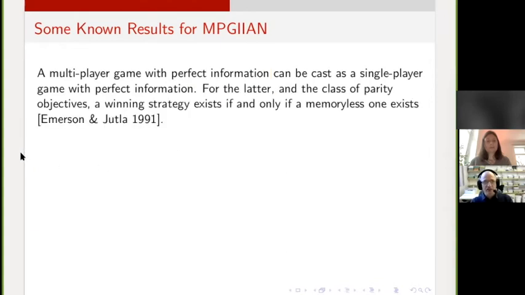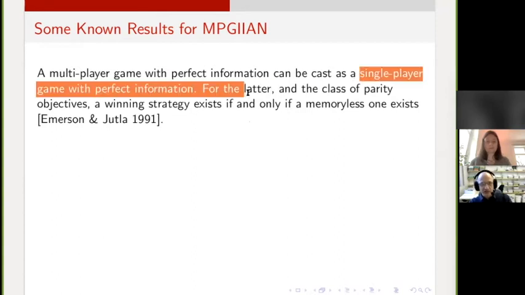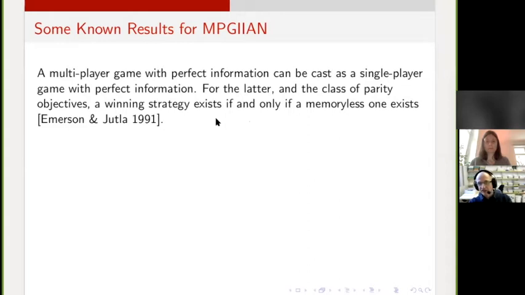So actually, that's not interesting for us, especially since for this class of single player games with perfect information, there is this very strong result that winning strategies exist if and only if memory-less strategies exist. This is for a very wide class of objectives called the parity objectives, which subsumes the reachability objectives. Essentially it means that if you have perfect information, you don't need to remember in order to achieve objectives. This is a very interesting and also intuitive result.